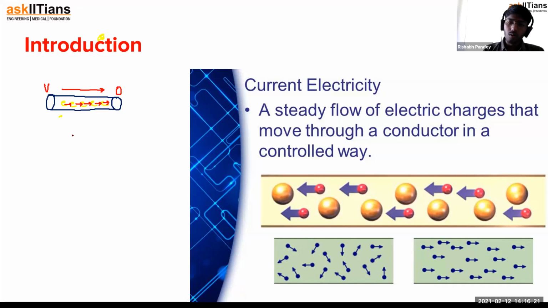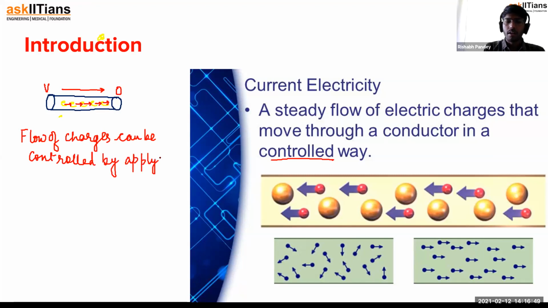And this has to be in a controlled way, like a steady flow of electric charges that move through a conductor in a controlled way. Controlled way means how to control them? The flow of charges can be controlled by applying the required potential difference.